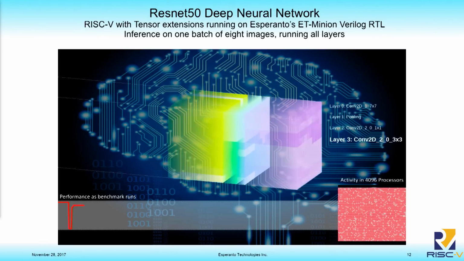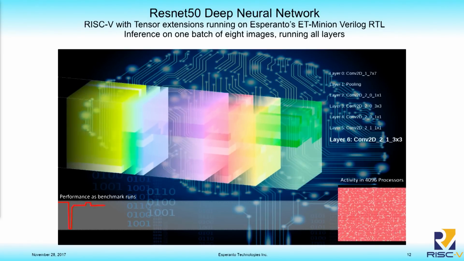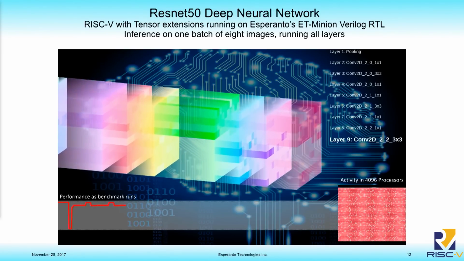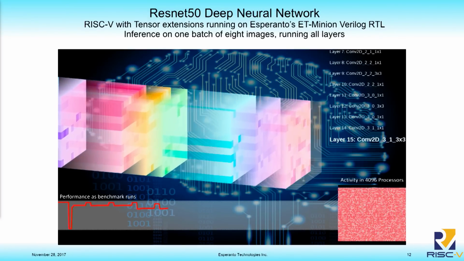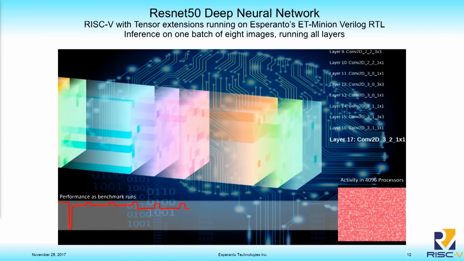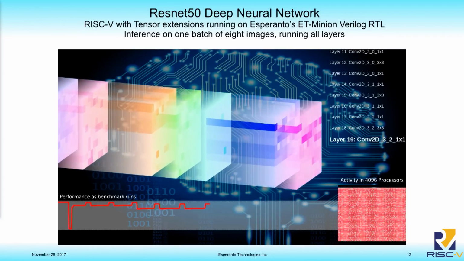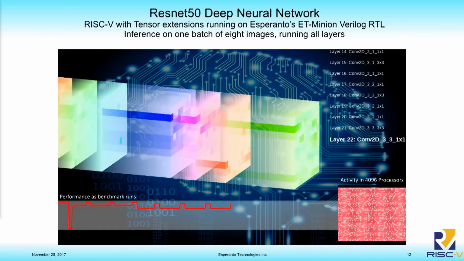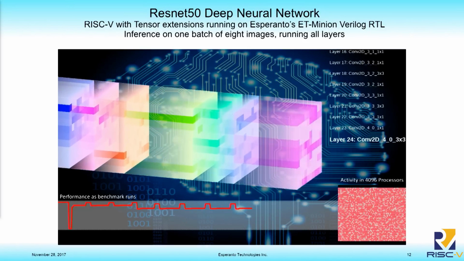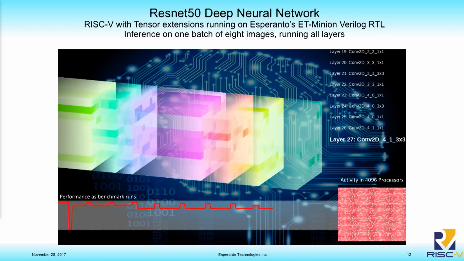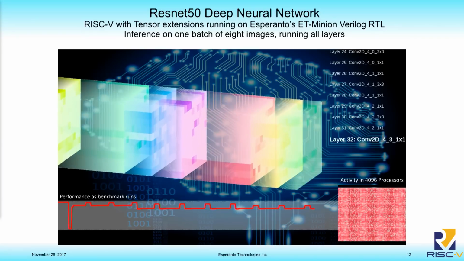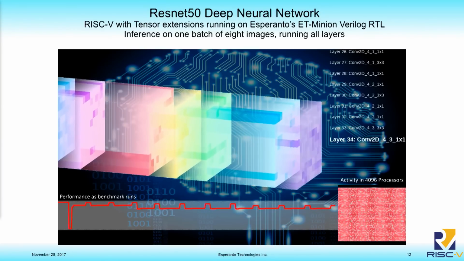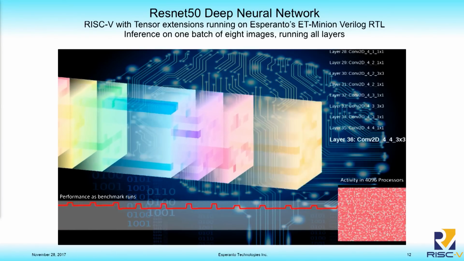So let's see how this runs. Here's one of the most famous deep neural network programs. It's called ResNet 50. We have our software stack running, generating RISC-V instructions with the tensor extensions. This is running on a full Verilog RTL clock-for-clock level simulation on our ET Minions here. And what you can see in the bottom right here, these are all 4,000 processors. When they turn bright red, that means the processor is busy. And you can see out of the total peak performance here, we're actually able to sustain pretty good levels of performance here.